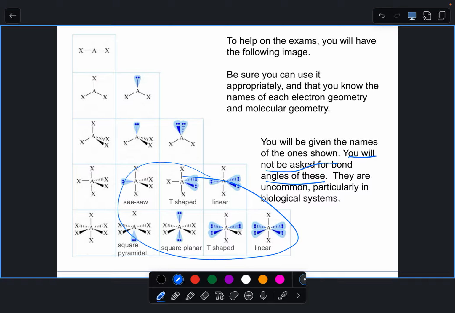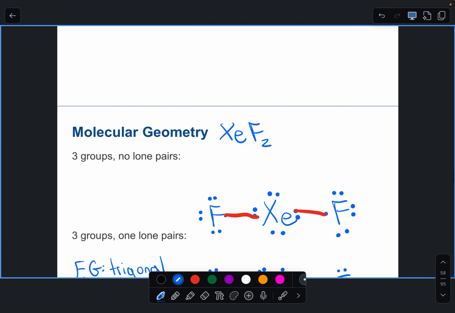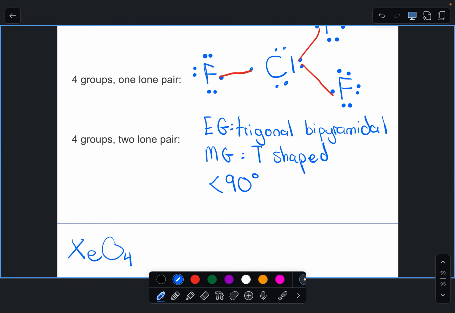You still have to know that this guy has 120 degrees and 90 degrees, and that this guy has all 90-degree angles. I'm just not going to ask you, because those get weird, like, is it the 120 that's slightly less, or is it less than 120 and exactly 90? It just gets kind of messy. So that's why I'm not going to do those on the exam. On the homework, you probably will see some of those, just like in this example. So this one's going to be slightly less than 90 because it's T-shaped, but then the lone pairs are going to squish it in just a smidge.